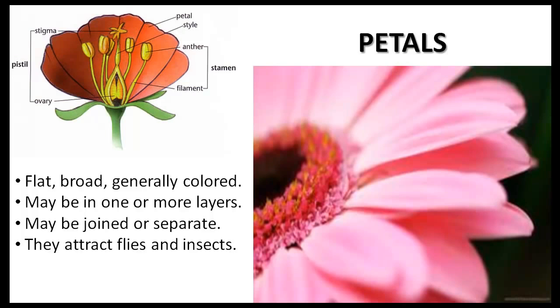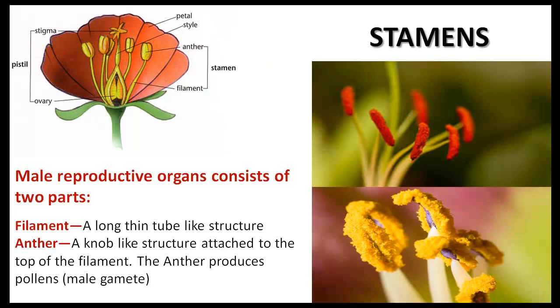The inner whorl consists of the petals. They are flat, broad, and generally colored. They may be in one or more layers. They may be joined or separate. They attract flies and insects. If we remove the sepals and petals, then we can see the next whorl, the stamens.